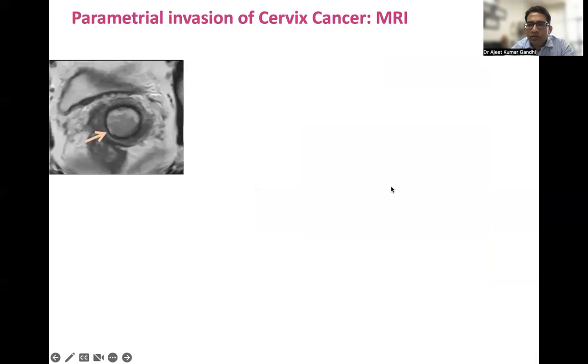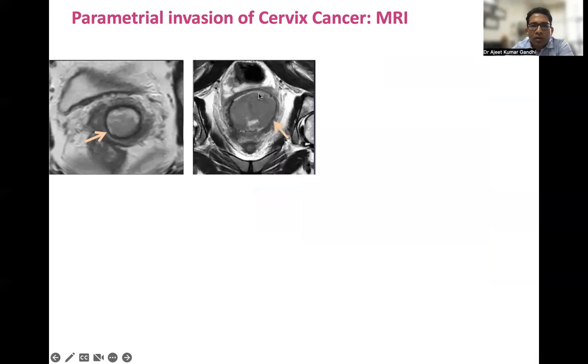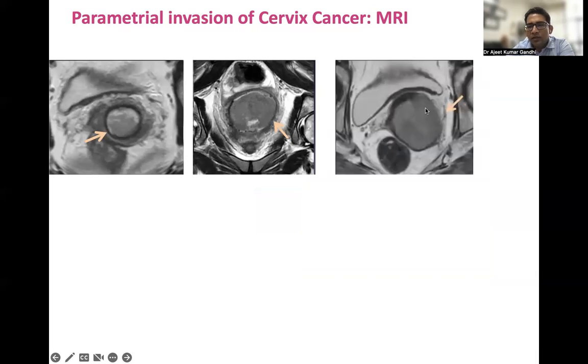Parametrial invasion of the cervix: to understand this, it is important to understand that there is a low signal intensity cervical stromal ring, and if this low signal intensity ring is preserved, then there is no parametrial invasion. As also in this case, the low signal intensity ring is preserved, there is no parametrial invasion, but in this you can appreciate that on the left side there has been a loss of the cervical stromal ring and there is a frank parametrial invasion.